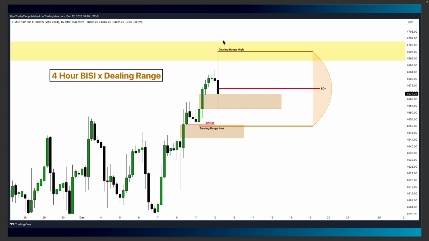This is the dealing range high. Where's equilibrium? This thick red line here. I want to make that apparent in this visual because if we're long, what do we look for? PD arrays or key reference points below equilibrium, in a discount of the dealing range. On this 4-hour chart, what's the PD array? This BISI. What would the key reference points be? The high, consequent encroachment, and the low.